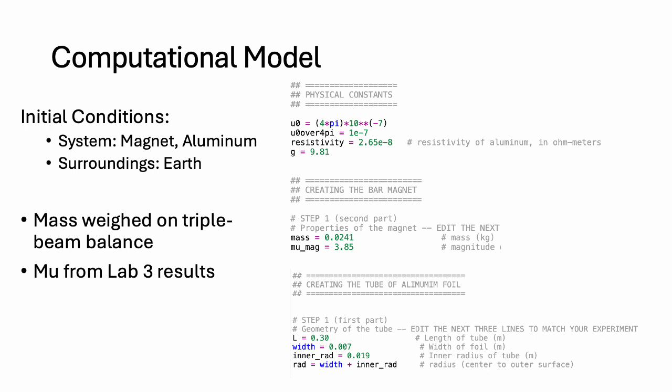Moving on to the computational model, the same initial conditions were set. I weighed the mass of the magnet itself on a triple beam balance, which gave me 0.0241 kilograms, and for the magnetic moment, I took that from Lab 3, which we measured to be 3.85. Also taking the measurements of the aluminum roll itself, it was 1 foot in length. The width was about 0.7 centimeters, and the inner radius as given. Add those together to give us the internal radius of the aluminum foil.